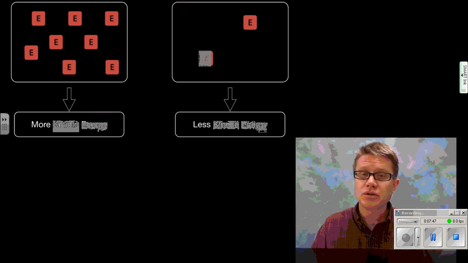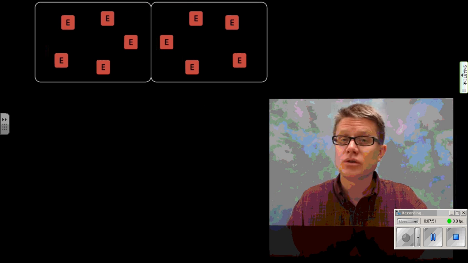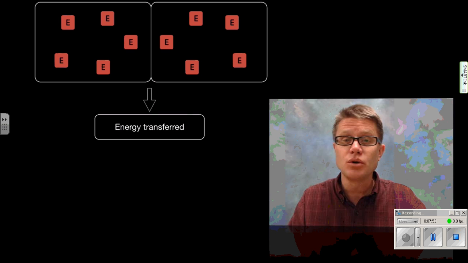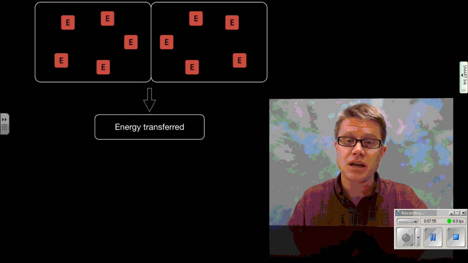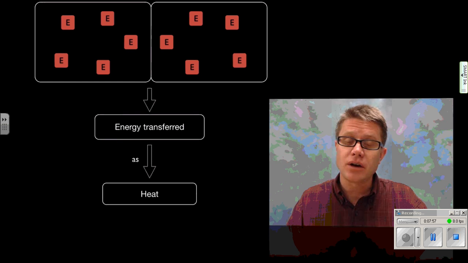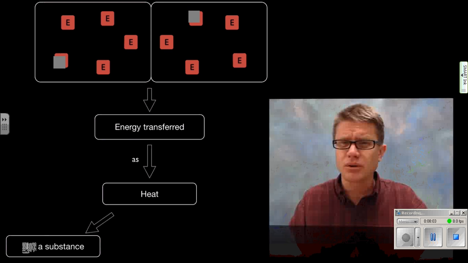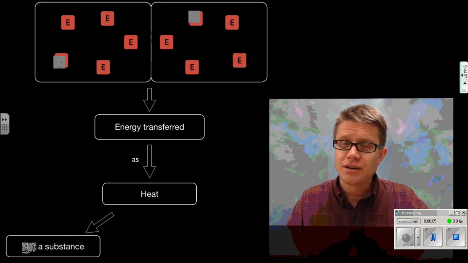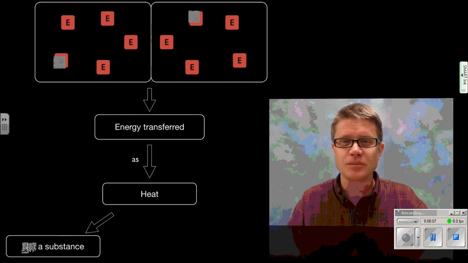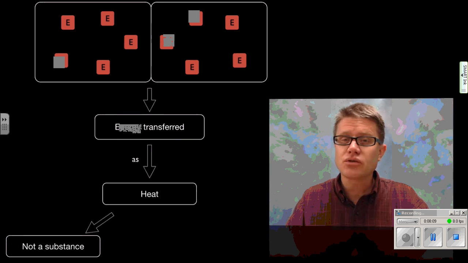And so if I were to put those two objects in contact with one another, that energy is going to be transferred. In other words, energy is moving from that first object to that second object, and we call that transfer heat. And so what we're really doing is transferring energy as thermal energy or heat. Now heat, if you were to look up heat on the periodic table, you're simply not going to find it there because it's not a substance, it's not a thing, it's just the transfer of energy.